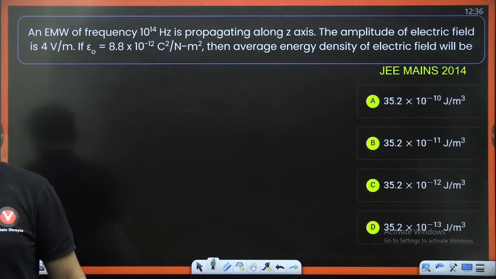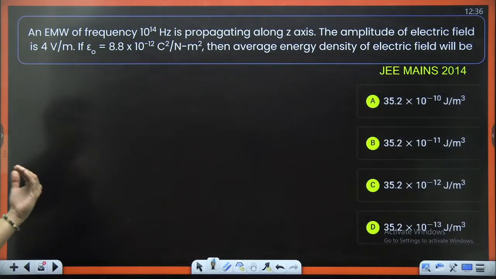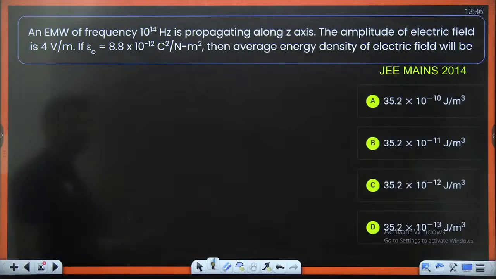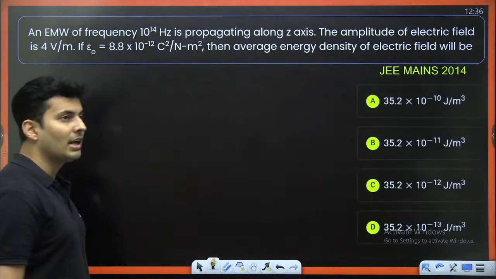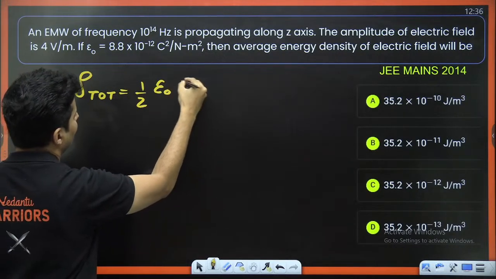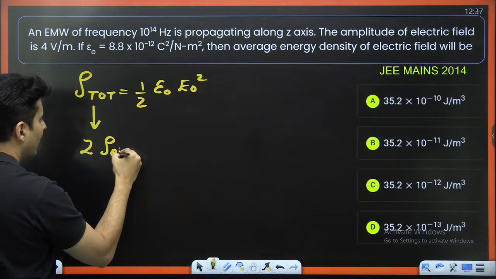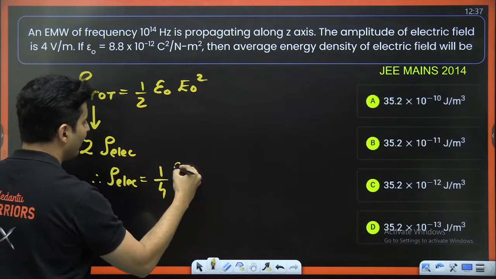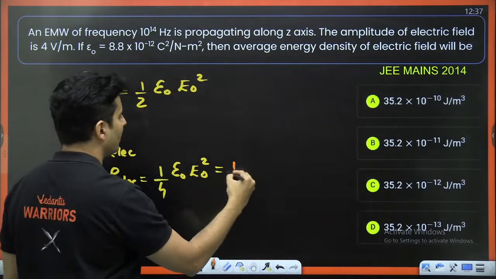Moving on to the next question, my dear warriors. An electromagnetic wave of certain frequency is going along the z-axis. Amplitude of the field is this much, permittivity is this much. The average energy density of the electric field will be how much? Now you need to be a little bit careful over here. The total energy density is half epsilon naught E naught square. But remember, this total energy density is 2 times the electrical energy density. So therefore, for the electrical energy density, take that 2 below, it will become 1 by 4 epsilon naught E naught square. Now you substitute and see what is the answer that you get.